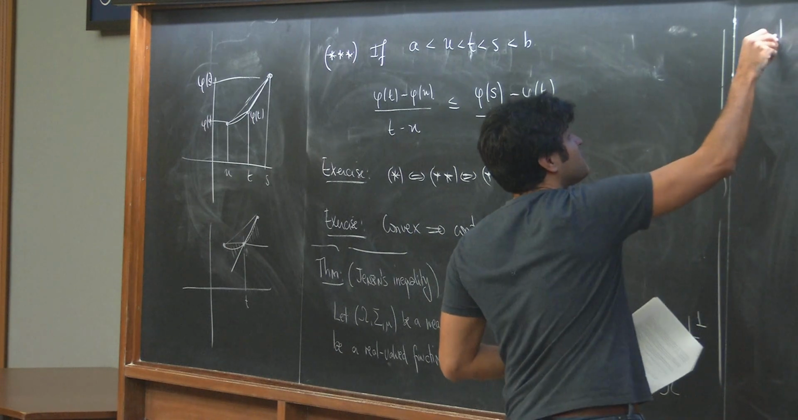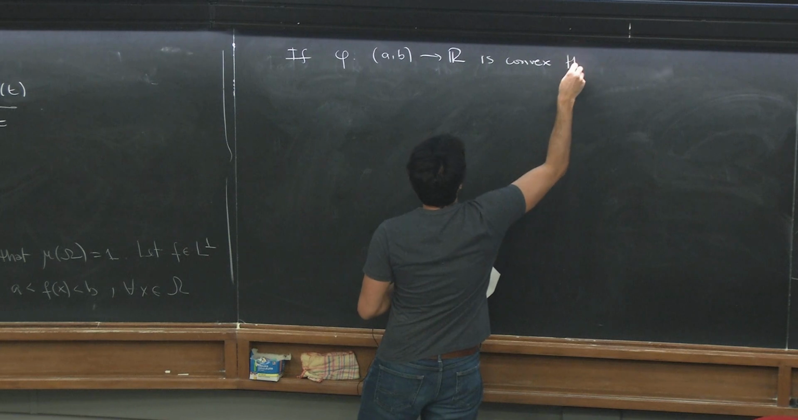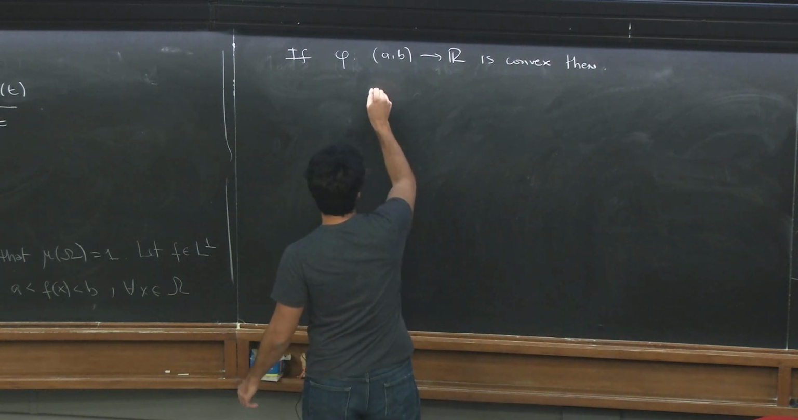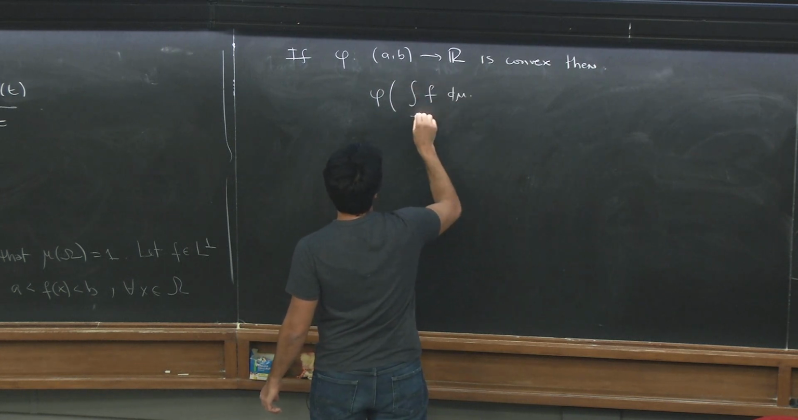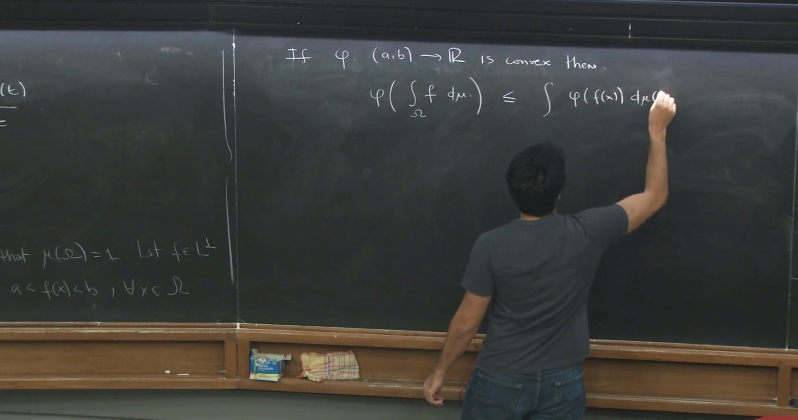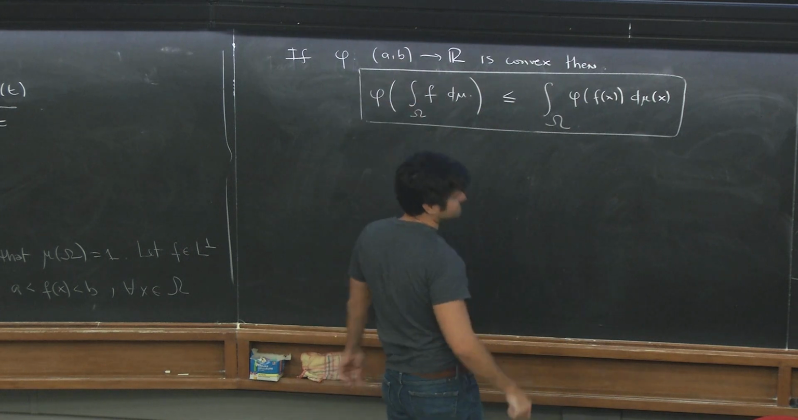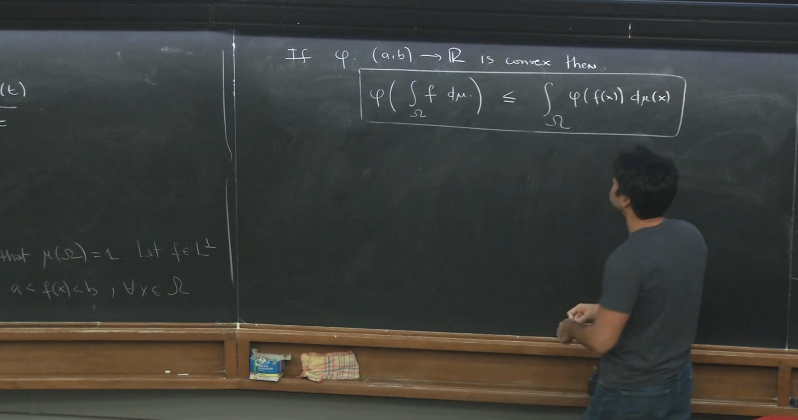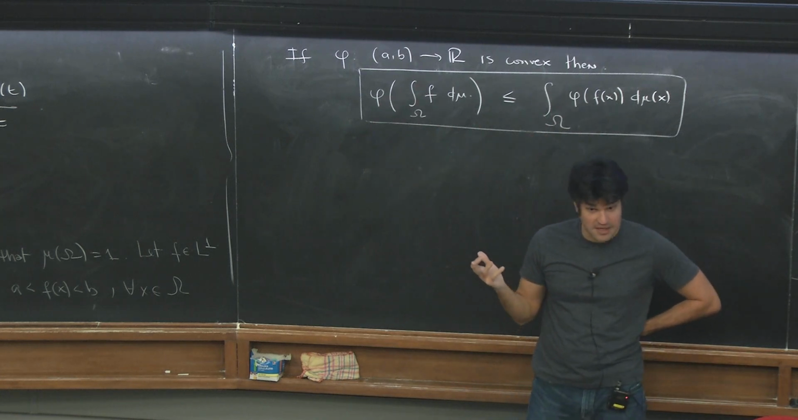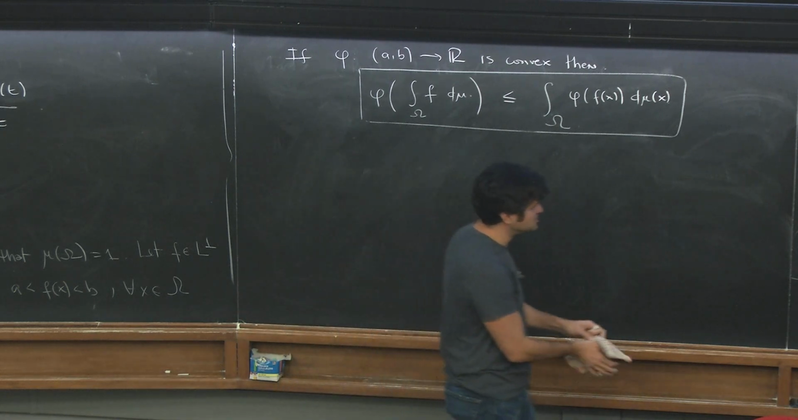That's fine. If phi is a function from (a, b) to R that is convex, then what you have is that phi of the integral of f d mu over Omega is less than or equal to the integral over Omega of phi of f d mu. That's it. So in other words, the average of phi of f is bigger or equal than phi of the average of f, if you think of the probability measure as being an average. So this is your Jensen's inequality.